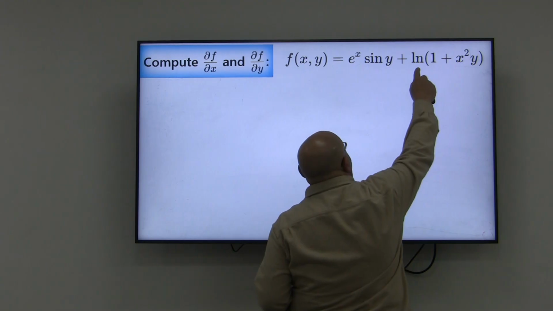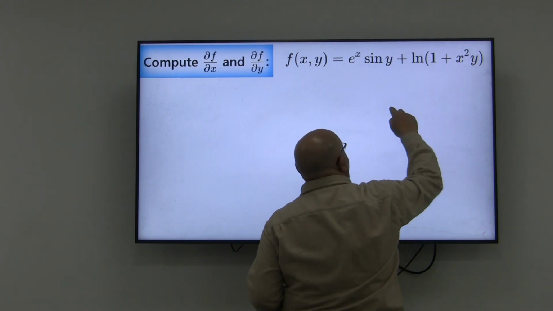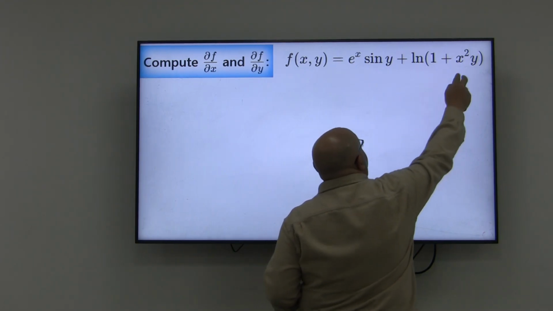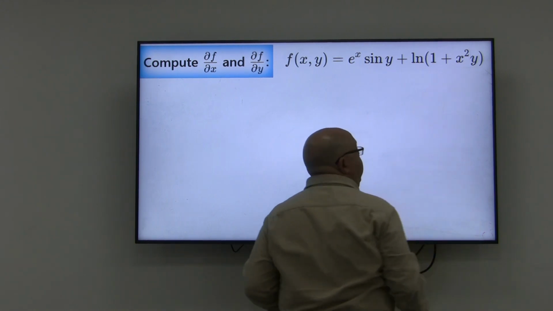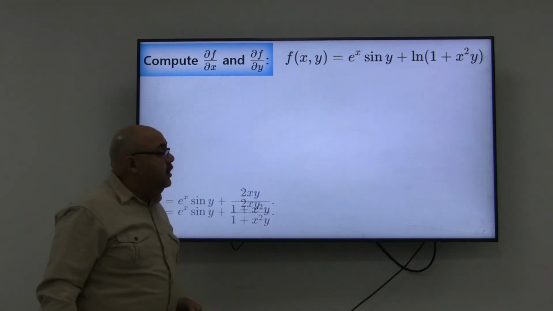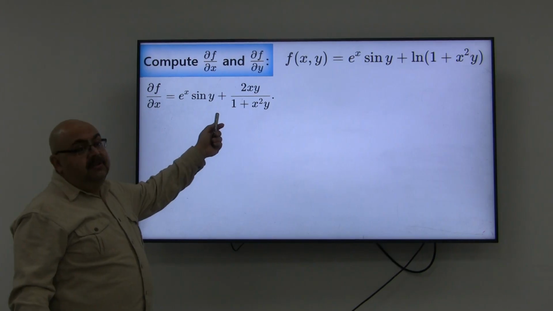Once you try to differentiate them, it's going to be 1 divided by 1 plus x squared y, times the derivative of this part, which is 2xy, over the same denominator. That's the first derivative with respect to x.